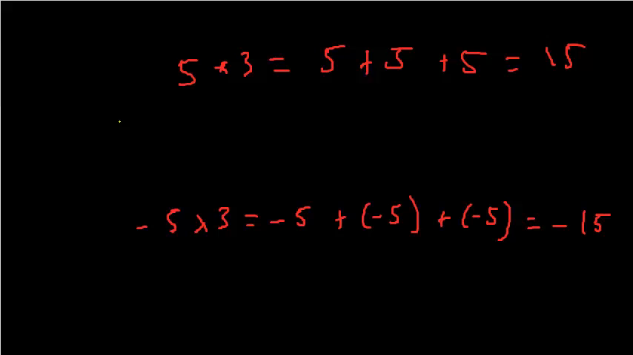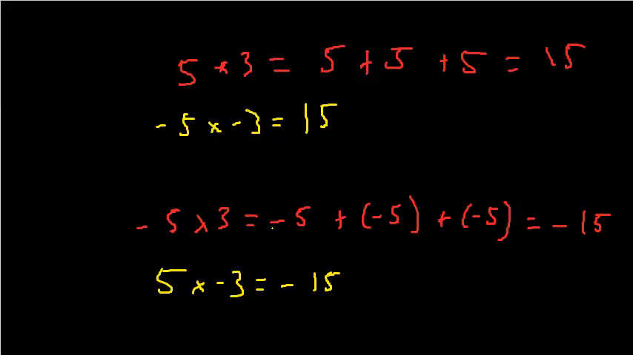So let's take a look at the rules for multiplying signed numbers. Anytime you have the same sign, positive 5 times 3 or negative 5 times a negative 3, you will get a positive answer, 15. So same sign, positive answer. When you have an opposite sign, negative 5 times 3 or 5 times a negative 3, that gives you a negative answer. So negative times a positive or positive times a negative, both give you negative answers. And that's our rules for multiplying signed numbers.